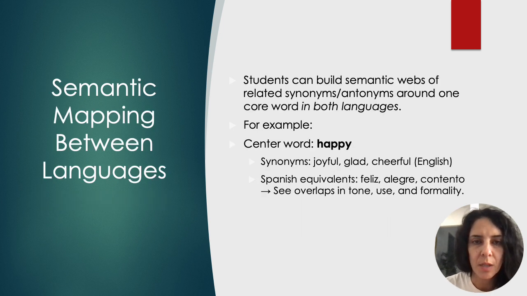Another strategy is semantic mapping between languages. So we can take a core word like happy and branch out to synonyms like glad or joyful, and the equivalents in a student's home language like feliz, contento, or alegre. This shows how emotions or concepts are represented across languages. We can even go deeper by examining how word families form: happy, happiness, unhappy, and feliz, felicidad, infeliz. This helps students understand morphology and root affix patterns in both languages.